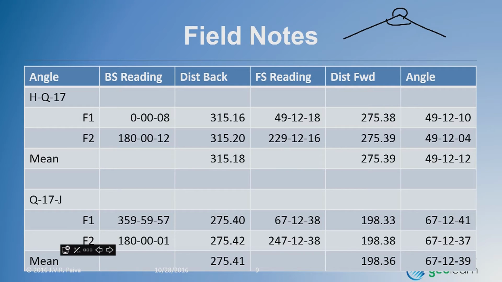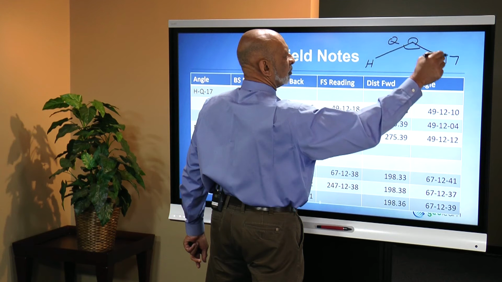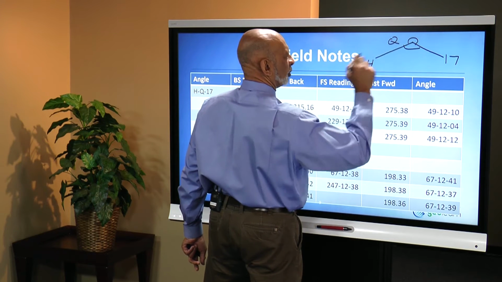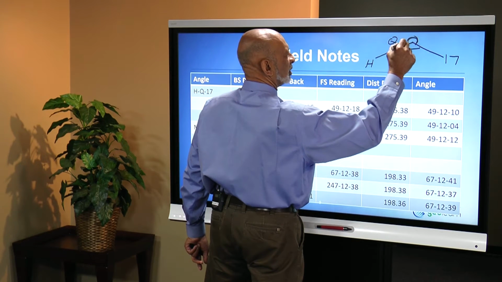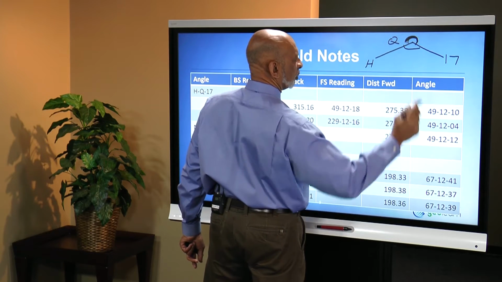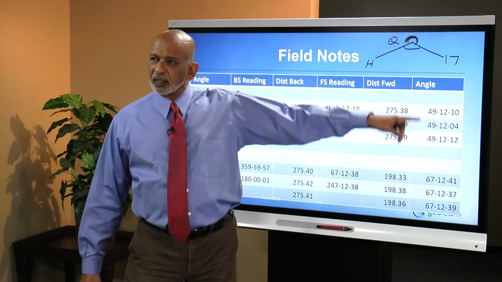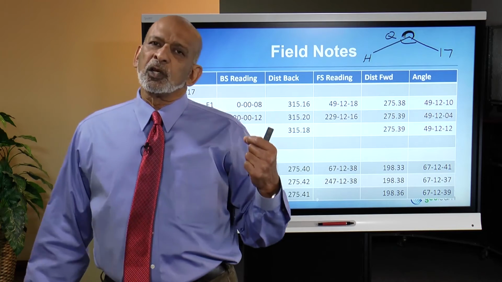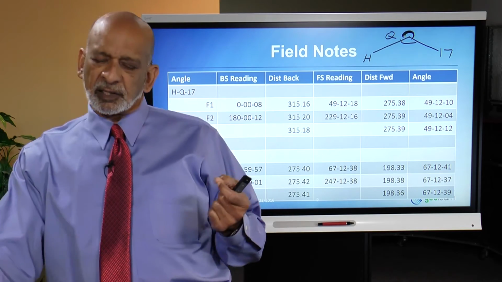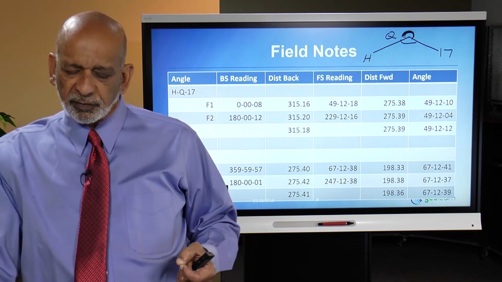And if this is H and if this is Q and this is 17, then it means I back-sighted H and then I foresighted 17 while set up on Q. So that would definitely mean this angle out here and not the one below. 17QH on the other hand would be the other one. So you need to get used to that style of notation and that style of terminology expected of you.